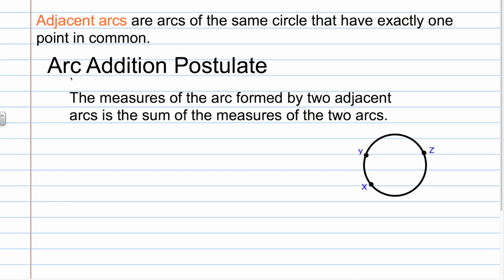Welcome to this idea of the arc addition postulate. Now, to understand the arc addition postulate, you really have to understand what adjacent arcs are. Adjacent arcs are arcs of the same circle that have exactly one point in common. That point they have in common would be an endpoint of both arcs. The arc addition postulate reads, the measure of the arc formed by two adjacent arcs is the sum of the measures of the two arcs.